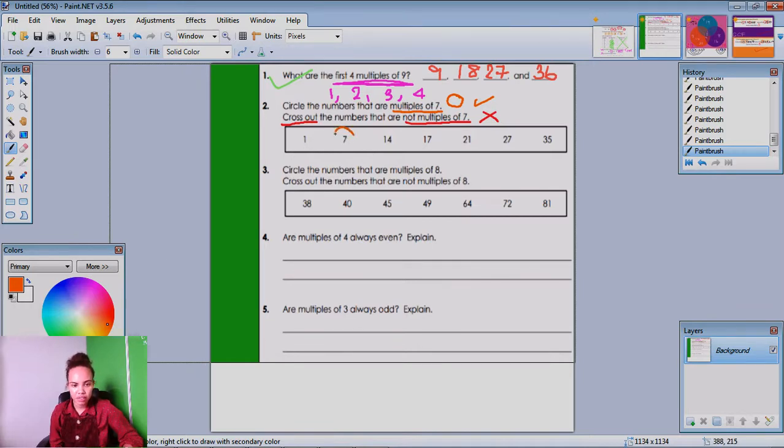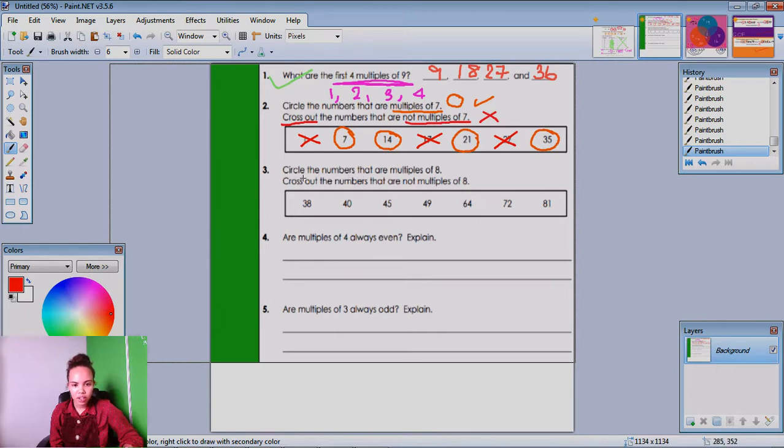Multiples of 7. This is the first multiple of 7. 7 times 2 is 14, yes. No. 7 times 3, yes. 7 times 4, 7 times 5, yes. Okay, so here we go. I've got 4 multiples of 7. And that obviously means that everything else is not. There we go. Okay, so close with the 27 there.